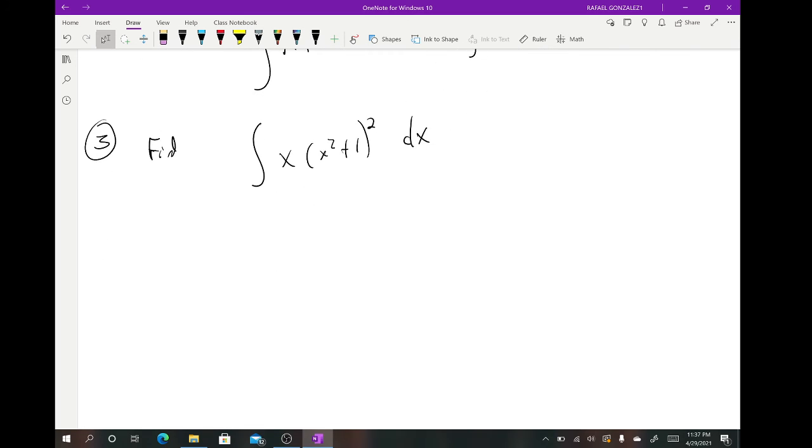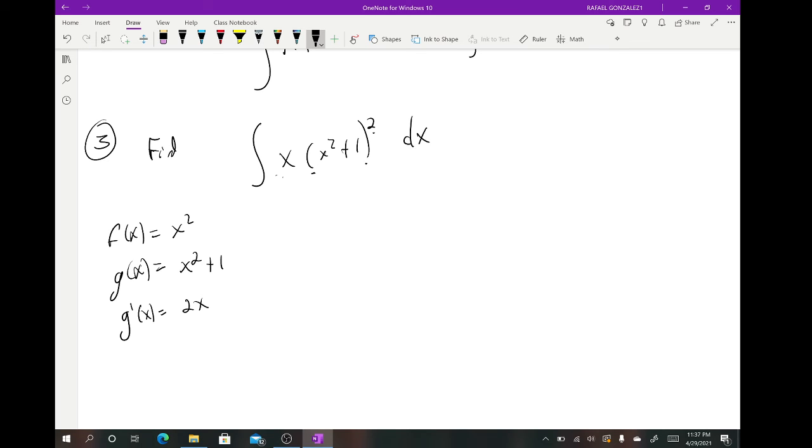Now, again, f of x was x squared. That's just the outer function, this piece. G of x is going to be the same as before, x squared plus 1. But now, notice that g prime of x is 2x. But I don't have a 2x here. I only have an x. So I have a problem. I actually have a big problem if I cannot use it.